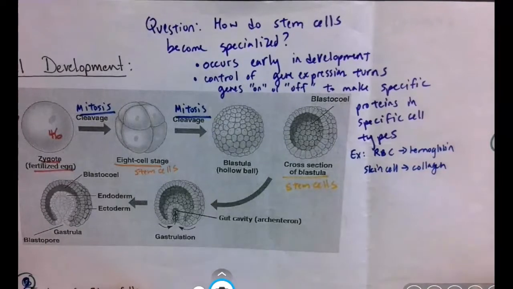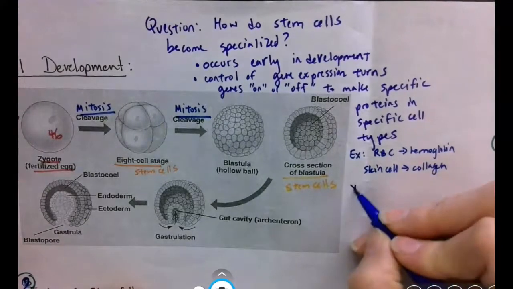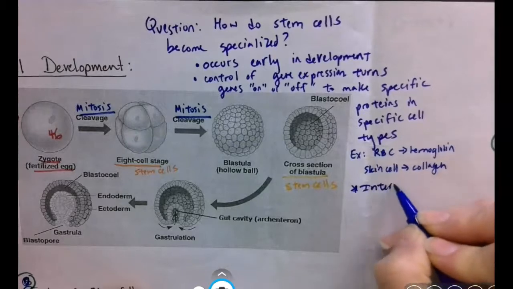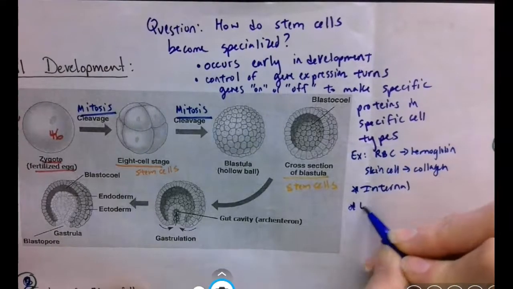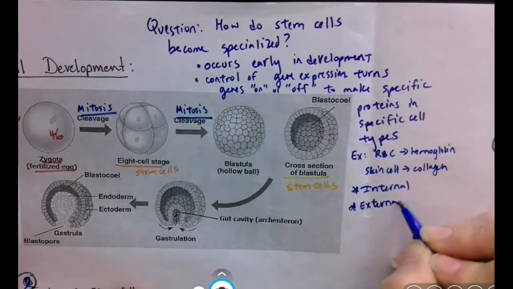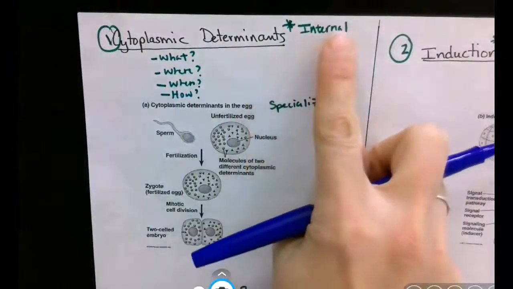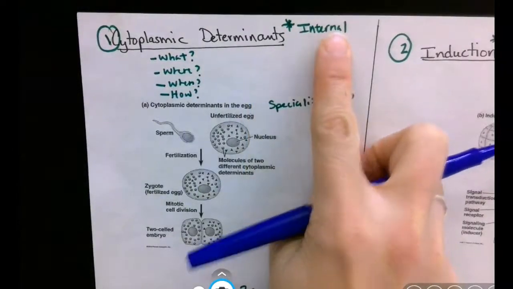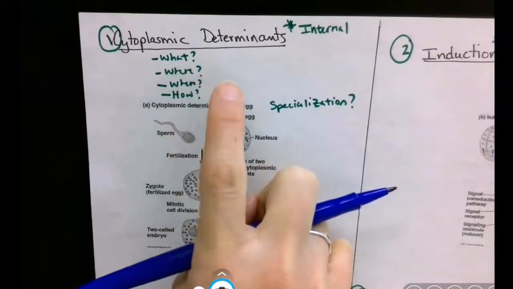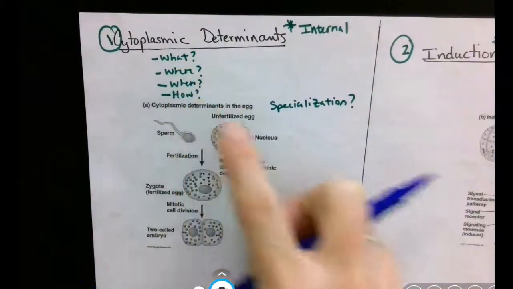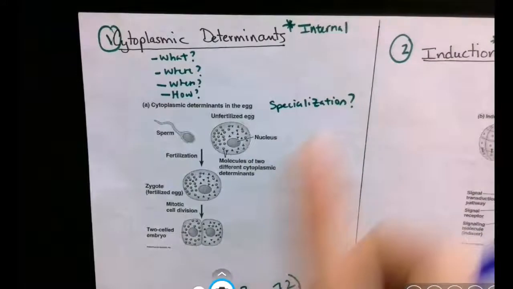We're going to talk about how this happens. This can happen through internal and external signals. So go ahead and flip your big sheet over, and we're going to start by talking about cytoplasmic determinants. This is an internal signal, and I want to talk about what they are, where this happens, when this happens, and how this happens. And how does this lead to cell specialization?